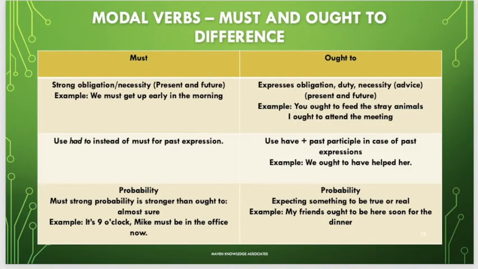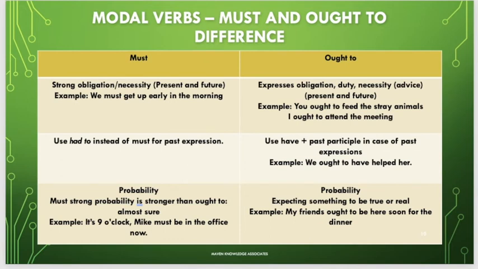Now let's look at the difference between the two. Must is used in case of strong obligation or necessity, both in case of present and future expressions. We must get up early in the morning. Ought to expresses obligation, duty, necessity, which is more or less like an advice. Okay, so must is used for strong obligation and necessity, keeping in mind present and future expression, and ought to is also used in case of obligation and necessity, but it's more like an advice to someone.